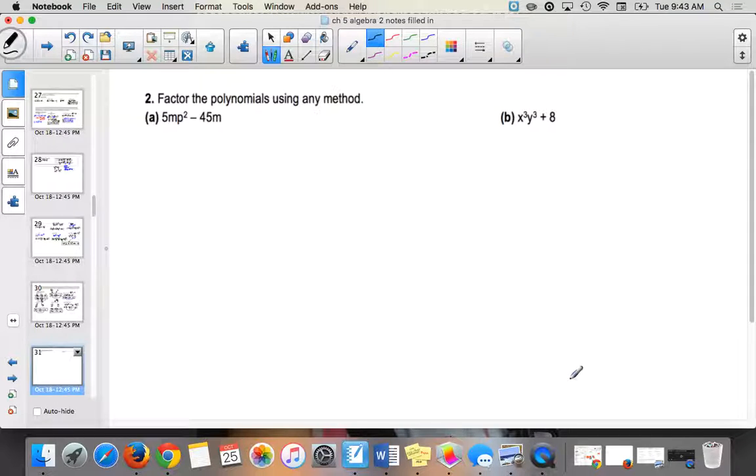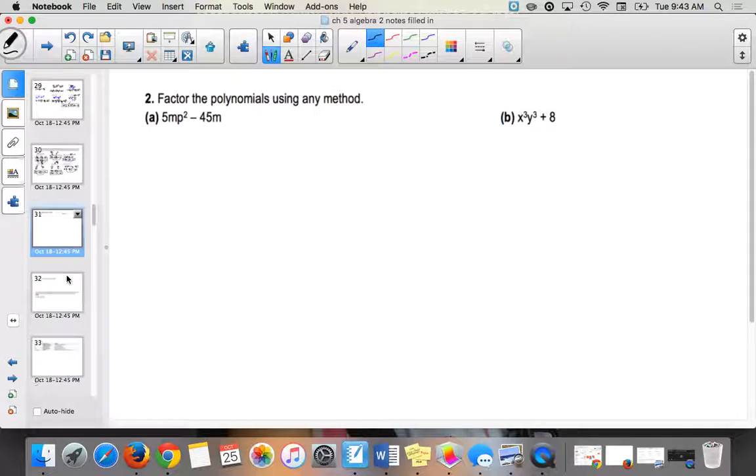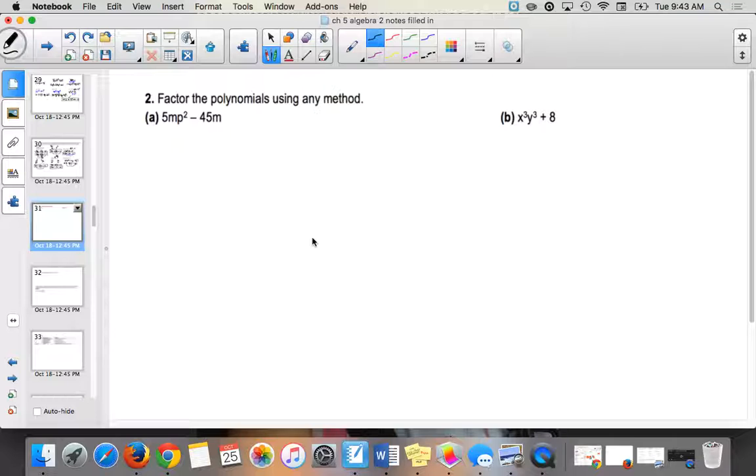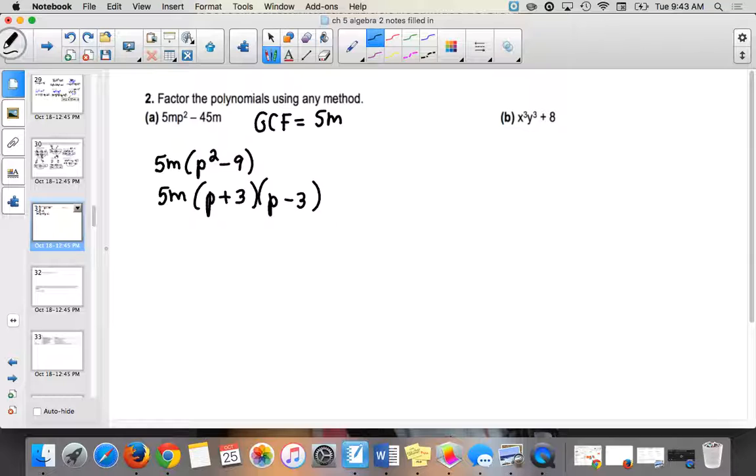All right, so these next ones say factor the polynomials using any method. So any method. So notice we have a GCF first, so we pull the GCF to the front. We have a 5 and we have an m. So we pull the 5m to the front. We have a p squared minus 9 left. So we say, does it go further? Just like with numbers, does it factor further? Yeah, when I see p squared minus 9, it's the difference of two squares. So I have p plus 3, and I have p minus 3. And then we're done.